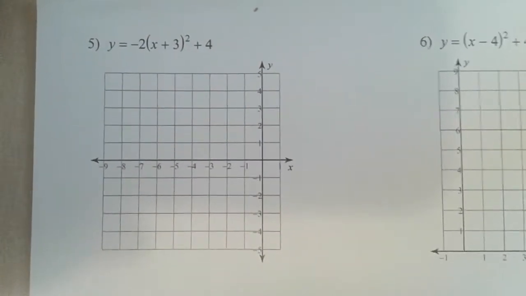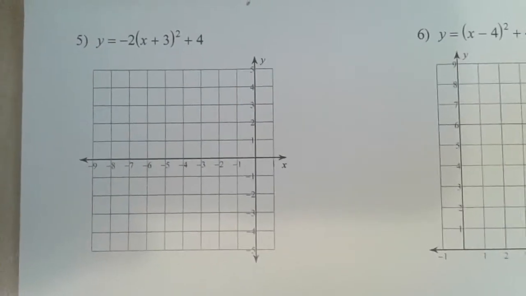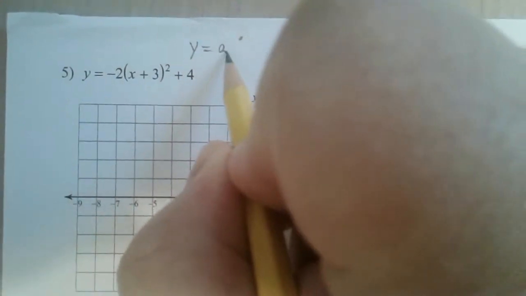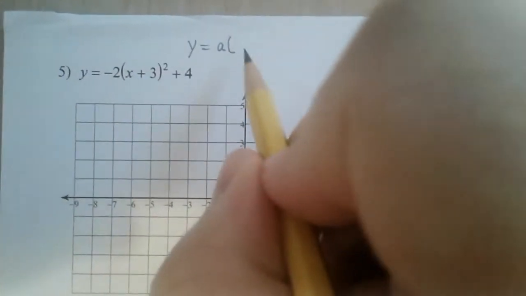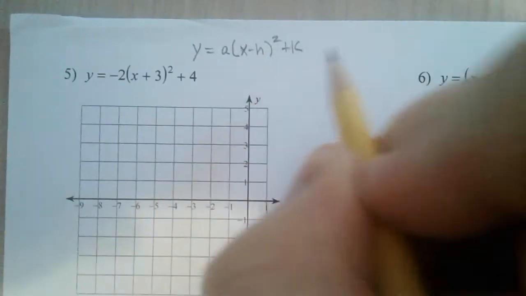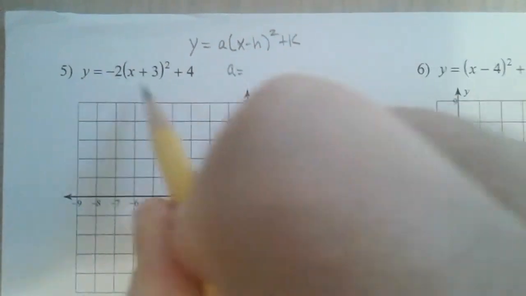Okay, we're going to start with going over number 5 from worksheet 9.5, number 1. Y equals negative 2 times x minus 3 squared plus 4. I'm going to quickly jot down our general form: y equals a times x minus h squared plus k. So what I want to do is identify the a, the h, and the k.